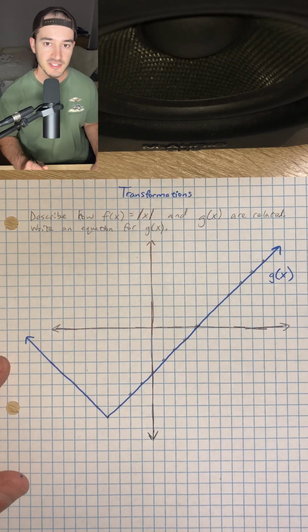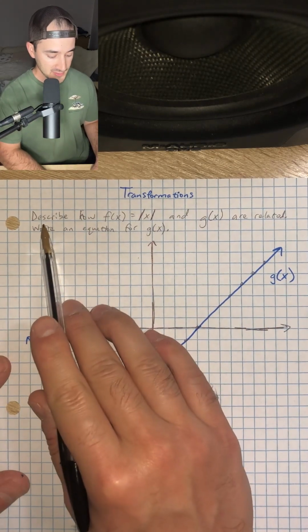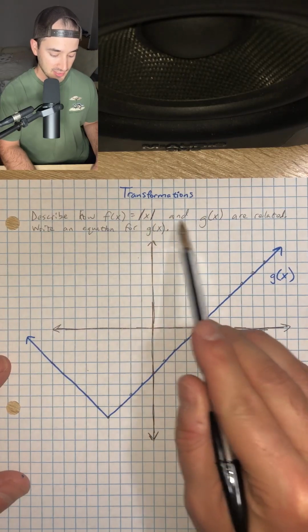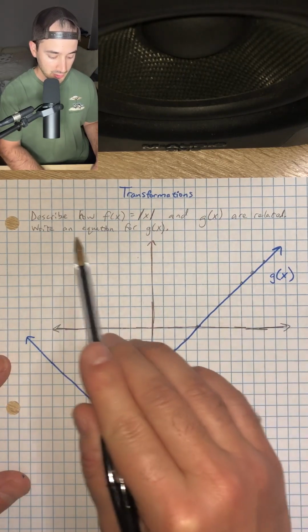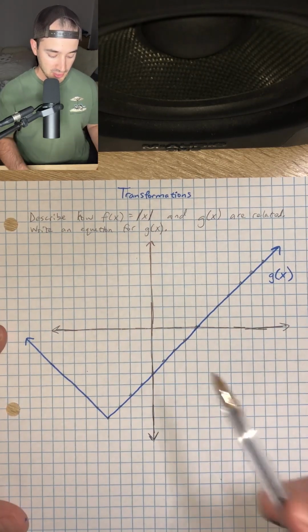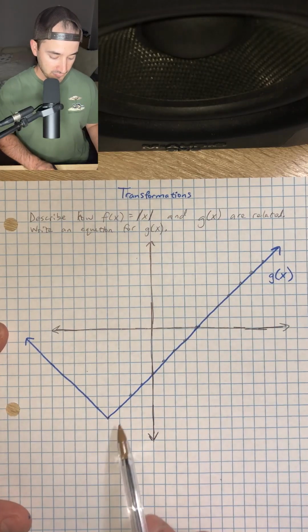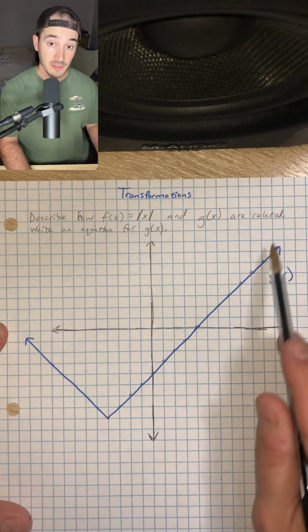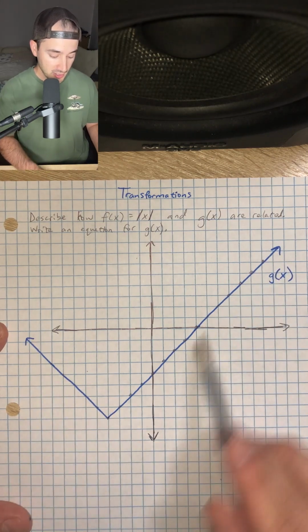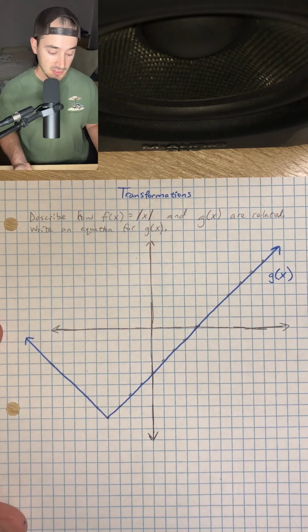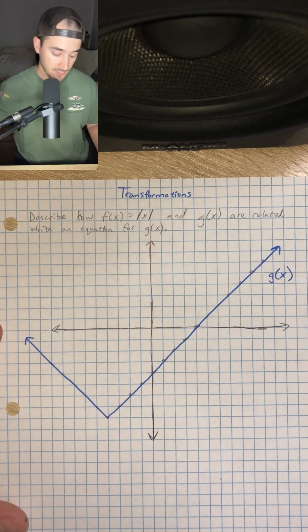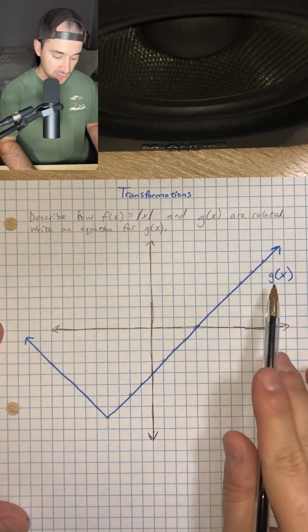So this problem says describe how f of x equals the absolute value of x and g of x are related. Write an equation for g of x. So just by looking at our graph, and by looking at the problem, we know that this is some sort of absolute value equation, okay? Because absolute value functions on a graph either have a V or an upside down V, okay? So this is g of x.